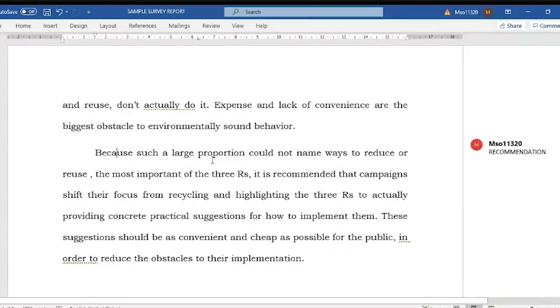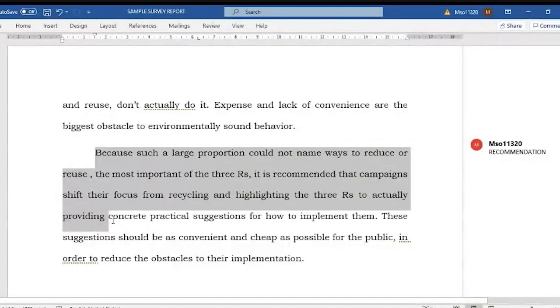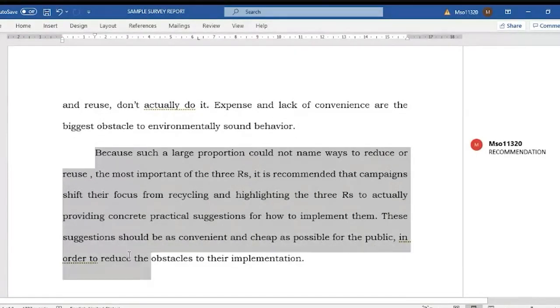Just like this example, he has a recommendation. Because such a large proportion could not name ways to reduce or reuse the most important of the three R's, it is recommended that campaigns shift their focus from recycling and highlighting the three R's to actually providing concrete practical suggestions for how to implement them. These suggestions should be as convenient and cheap as possible for the public in order to reduce the obstacles to their implementation.